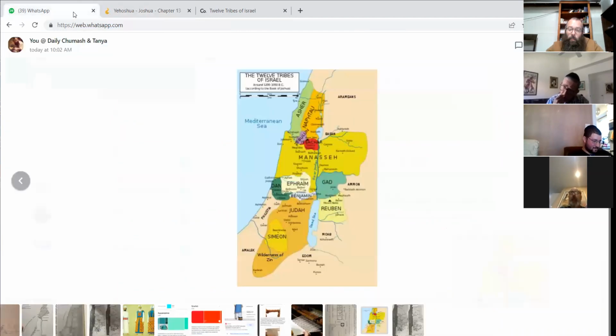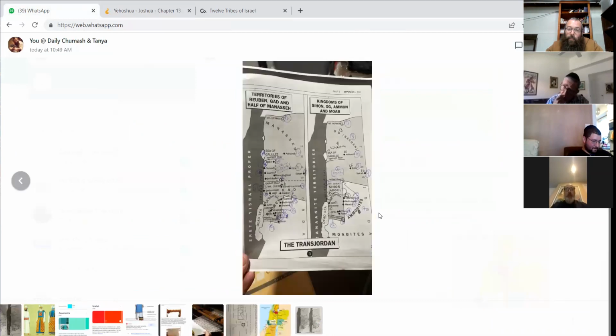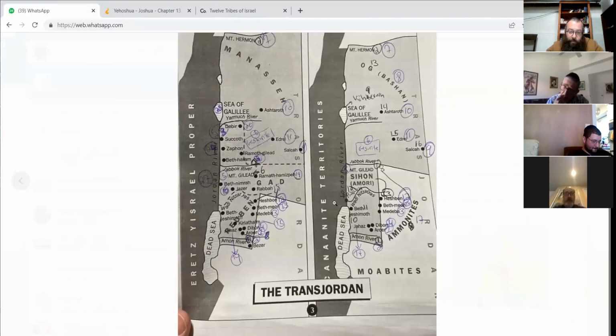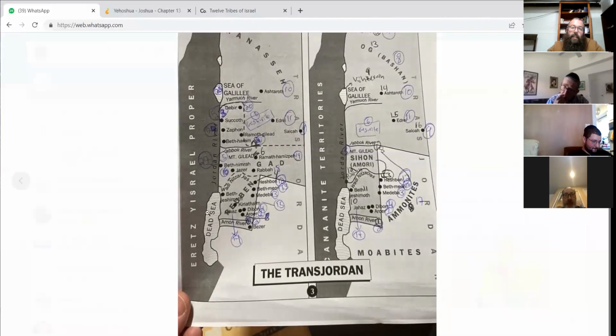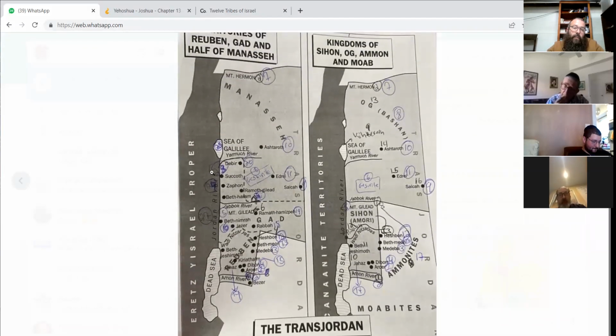I'm going to actually show you one more map, which I worked on a little bit. Over here, you can see it. This is, as you see on the left-hand side, I'm pointing to it. This is the Dead Sea and the Jordan River.